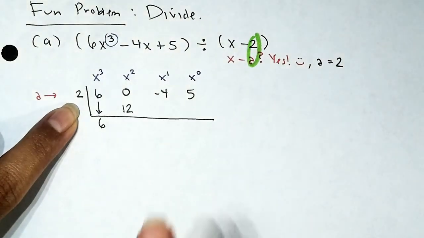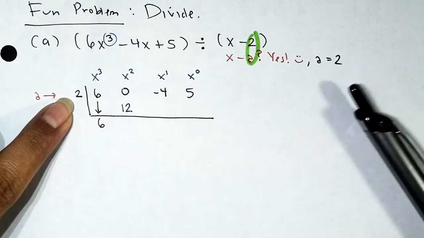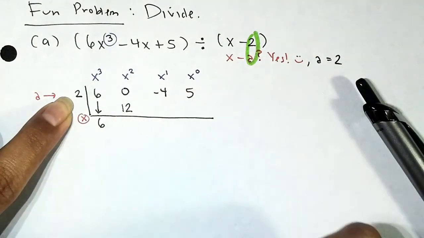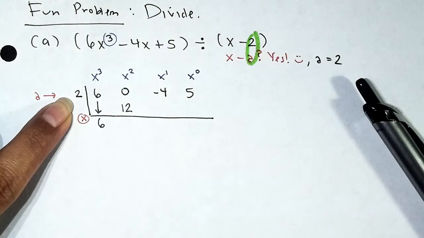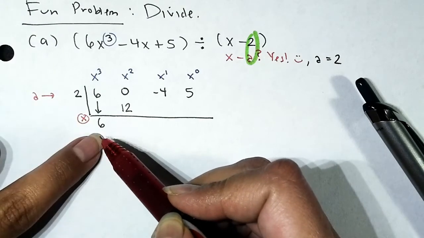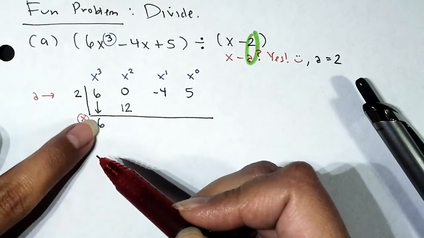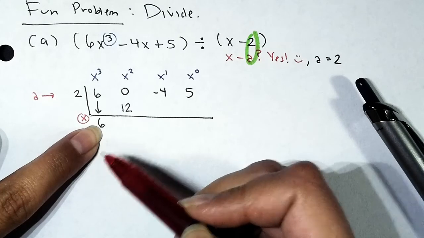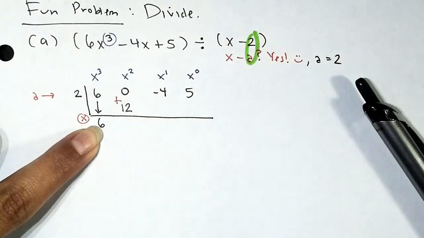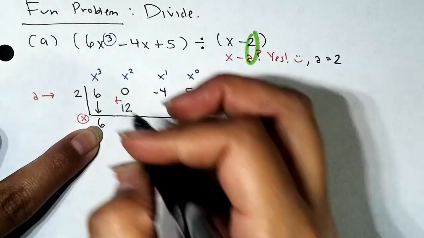Because I want to remind myself where the 12 came from, with your permission, I'm going to put the times symbol, and then I'm going to circle it. So how do we divide by using synthetic division? 1, bring down the first number. 2, multiply by A, so 6 times 2 is 12. 3, we're going to add the results. Sum of 0 and 12 is 12.